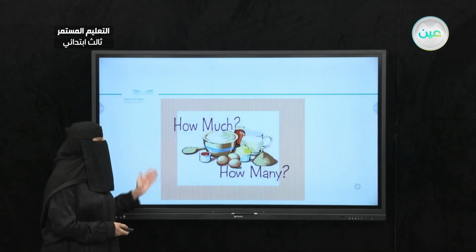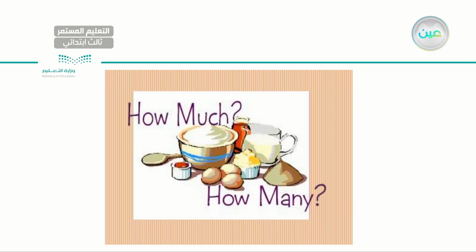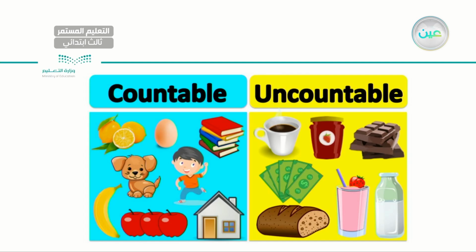In the previous lesson, we practiced the 2 questions, how much and how many. And I gave you this homework so you could practice using how much and how many properly. We use how many with countable items. As you can see here, my dear students, I have lemons, eggs, books, boys, animals, bananas, apples, houses. All these are countable nouns.